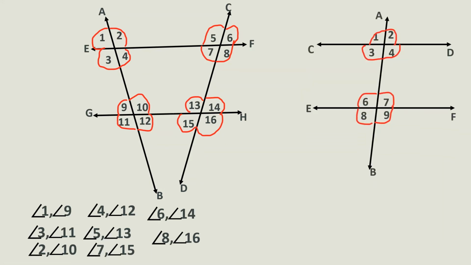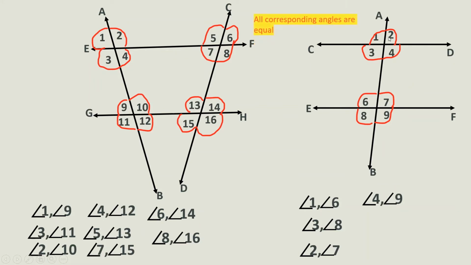Let's see another figure. In this example, the corresponding angles 1, 6, 4, 9, 3, 8, and 2, 7 are equal because this transversal line crosses through two parallel lines.